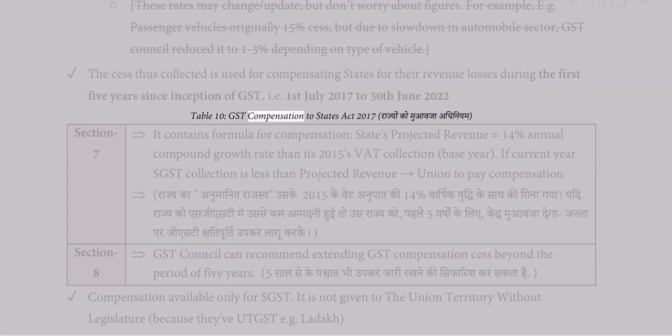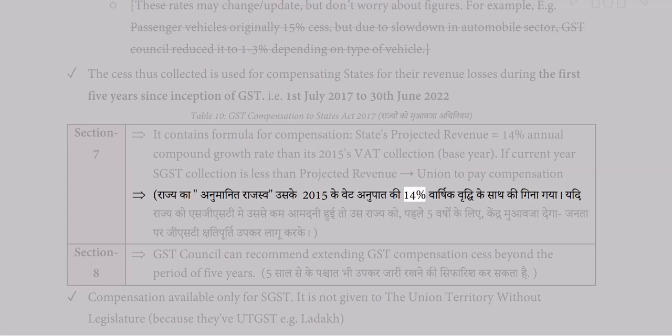Table 10, GST Compensation to States Act 2017, Section 7. It contains the formula for compensation. The state's projected revenue equals a 14% annual compound growth rate over its 2015 VAT collection, the base year. If the current year SGST collection is less than the projected revenue, the Union pays compensation, 2015, 14%. Section 8.